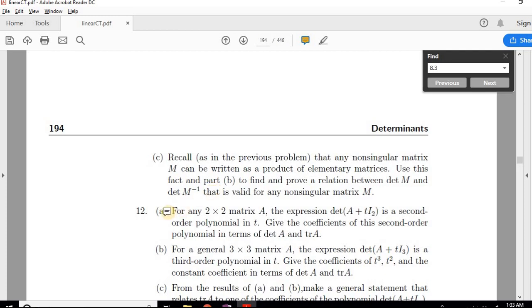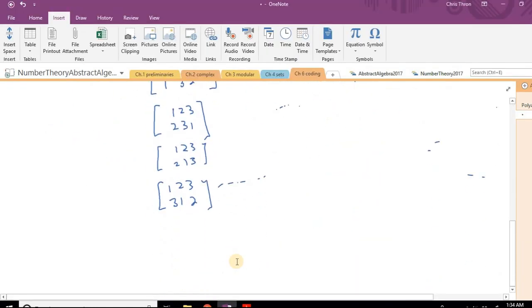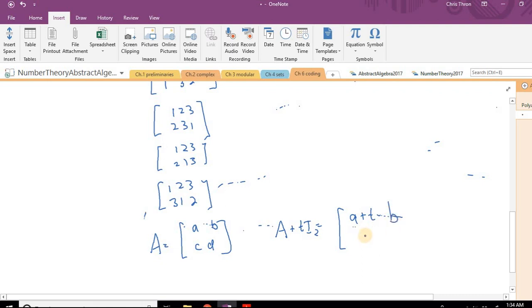Problem 12, you start out with a 2 by 2 matrix, A. So you can write A as a, b, c, d. Then you can look at A plus t times I2. So if A is equal to a, b, c, d, then A plus t times I2 is equal to a plus t, b, c, d plus t.